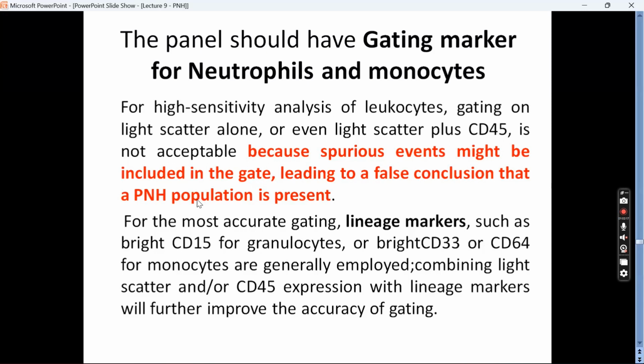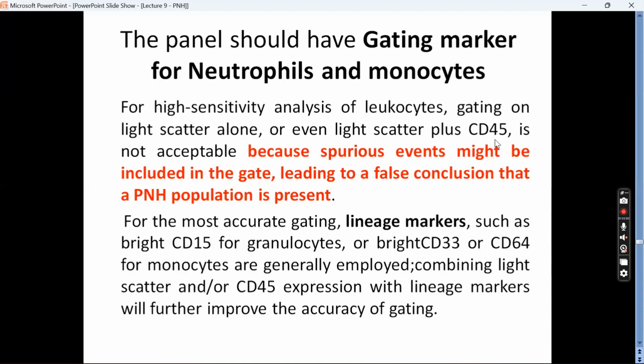What they mean to say is, if you are taking the neutrophils only by virtue of forward scatter, side scatter, or by side scatter versus CD45, you may include some non-neutrophil population in that gate. When you check it for FLAER and CD24, you may find some population which is negative for CD24, and you may think that is a PNH clone of neutrophils. The problem is that it is not even a neutrophil. That is the reason why they don't advise you to take the neutrophils and monocytes only from scatter plots or from side scatter versus CD45.